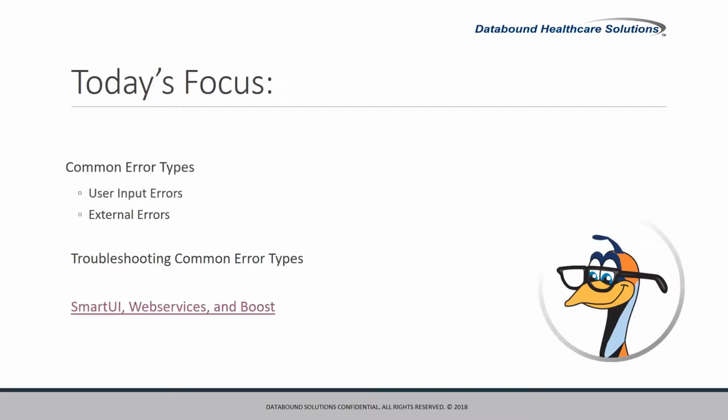All right, so today we're going to talk about common error types such as user input errors and external errors. We are going to give you some general steps that you can take to troubleshoot those common error types. And then at the end of the webinar, we are going to discuss some upcoming webinars that we have within the next month. There's a lot of them on our website, so I want to make sure that you guys are as informed as possible.